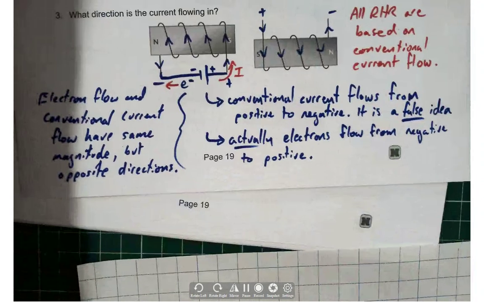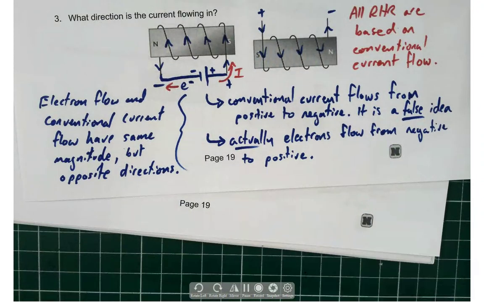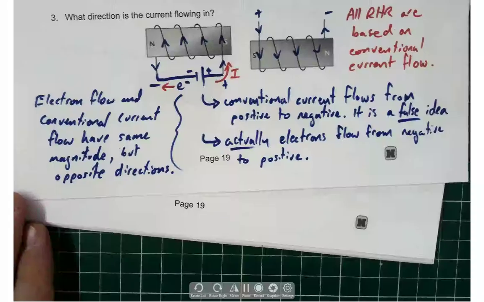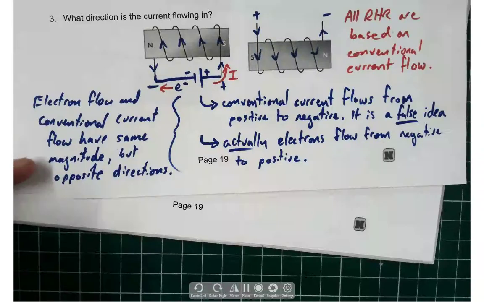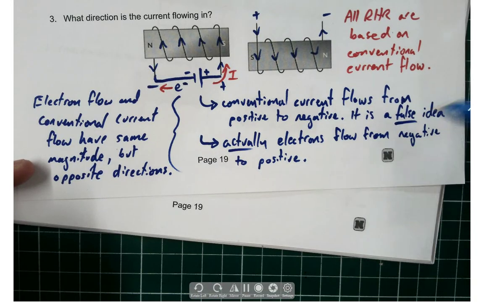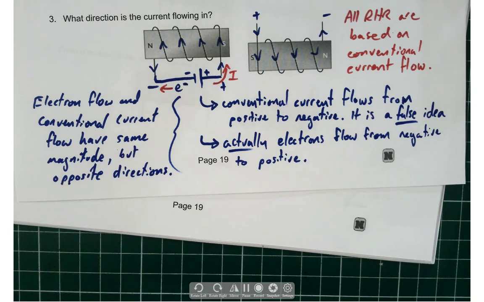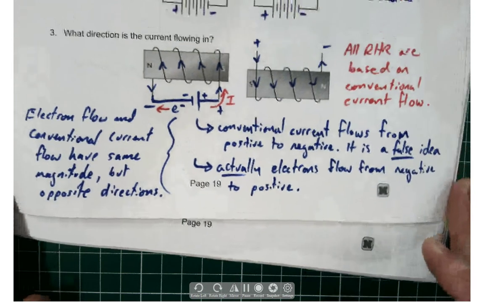All right. So a little bit of notation on this one. Could you guys add this information into your notes? Electron flow and conventional current flow have the same magnitude, but opposite direction. Conventional current flows from positive to negative. Of course, we know it's a false idea. Hey, but all the textbooks are written already. Actually, electrons flow from the negative to the positive. And we just have to be okay with that disagreement as physics folk.